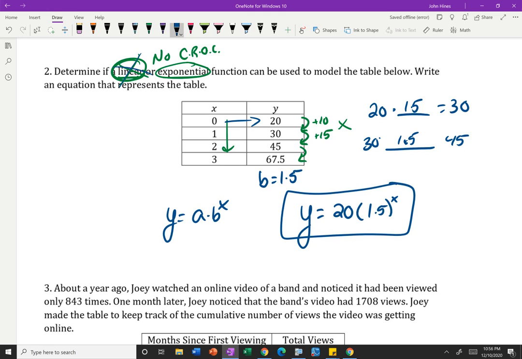It's not linear because there was no constant rate of change. So I had to figure out my multiplier. And I figured out my multiplier by dividing.